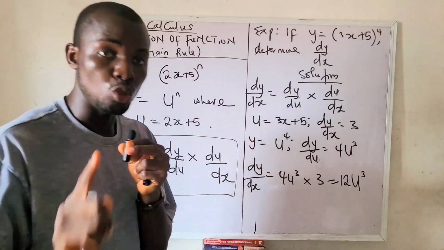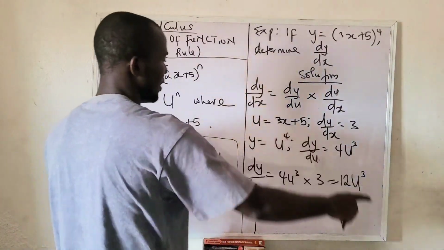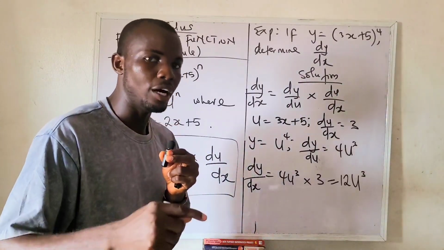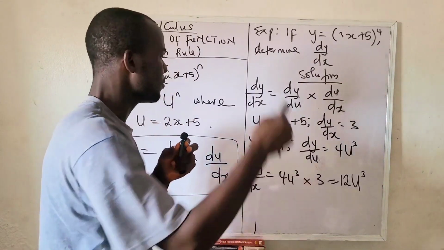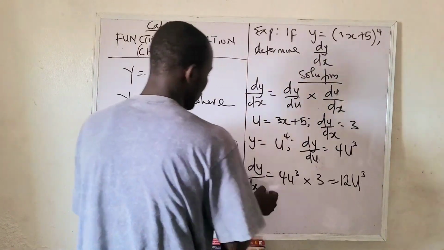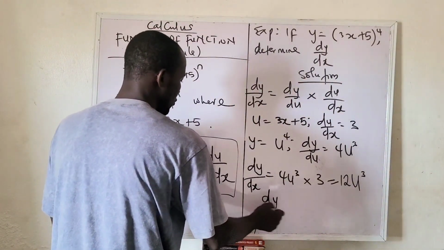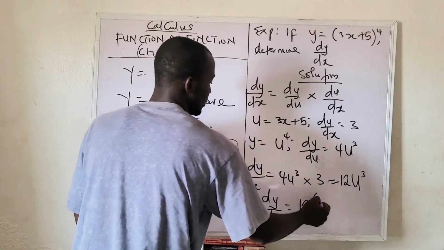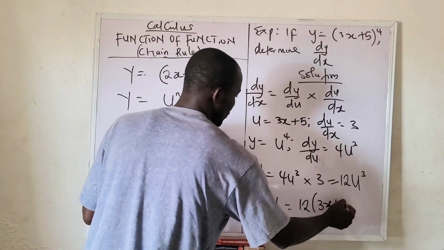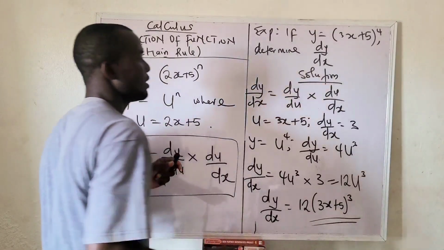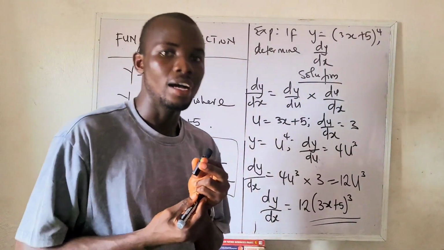Remember, the u is 3x plus 5. So when you are writing your final answer, always remember to remove u and substitute it back into the equation. So our dy over dx will now be 12 times 3x plus 5 raised to power 3. And so that is our final answer.